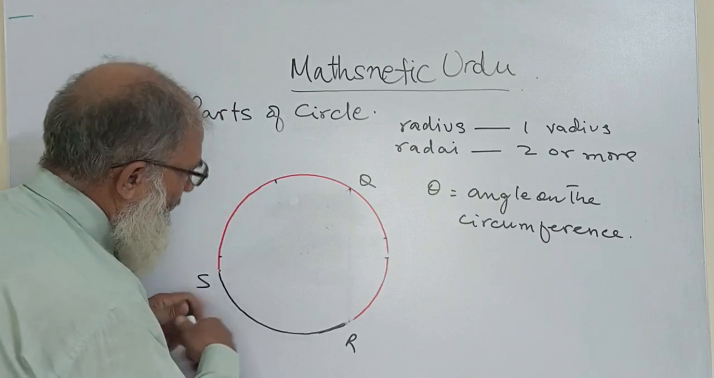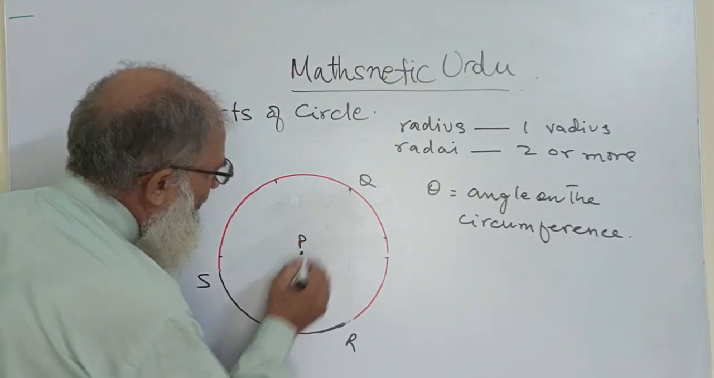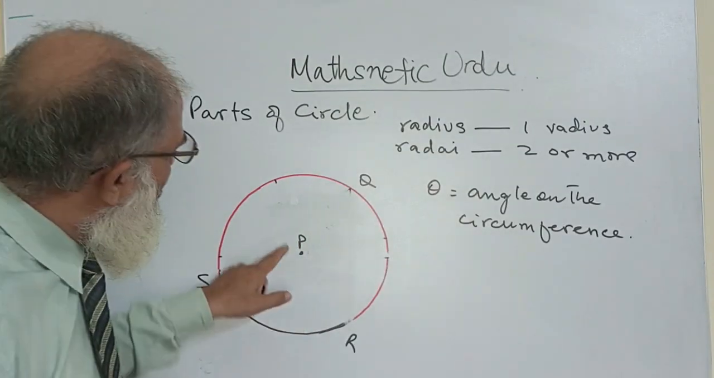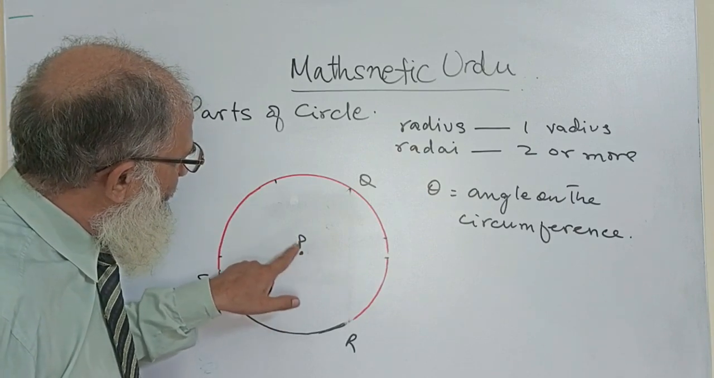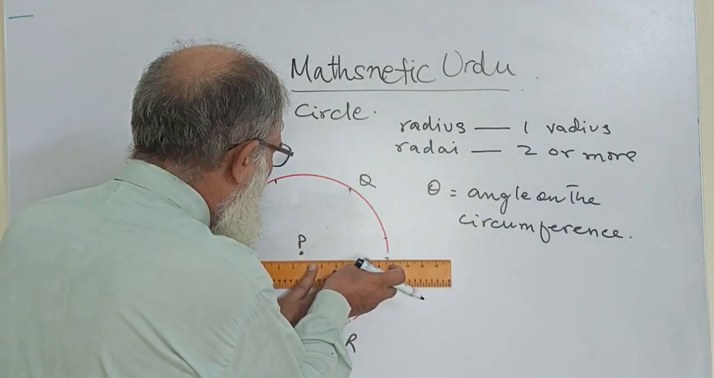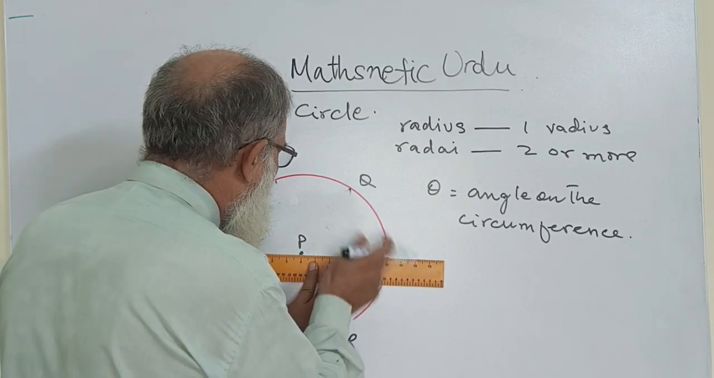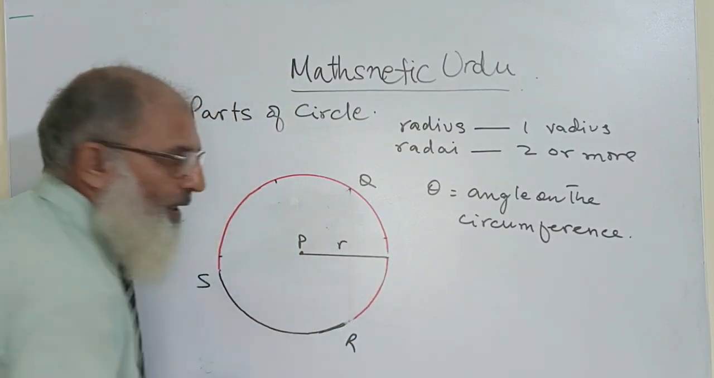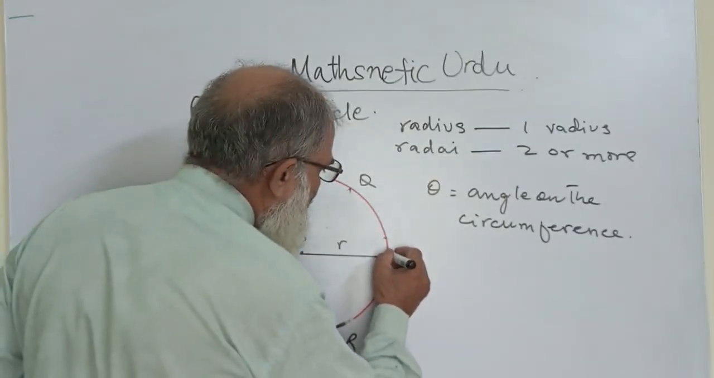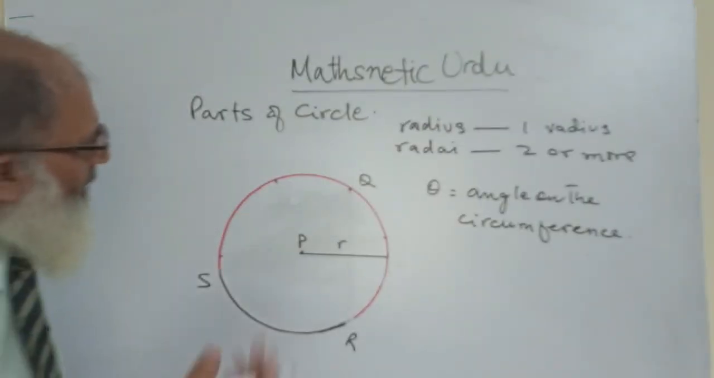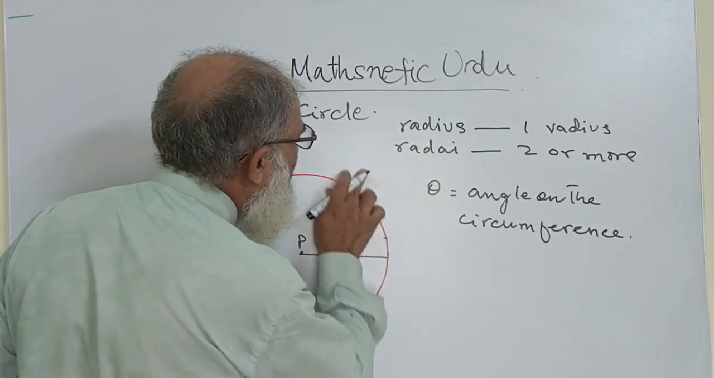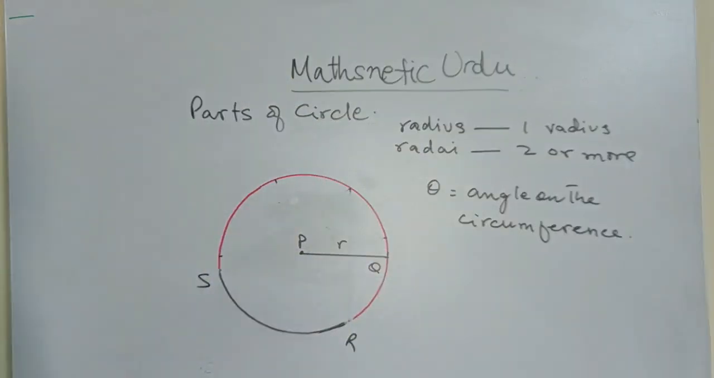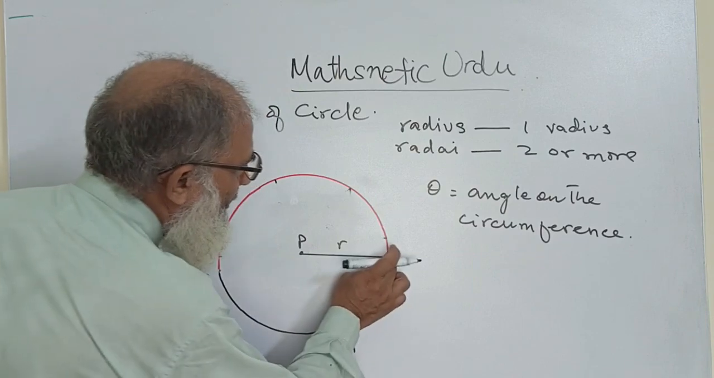Now this is the point P over here. You understand that I always call the center point as P. Now if I draw here a radius, this is the radius R. Now you see that this radius is touching the circle at the circumference at some point. Let us say that this is point Q over here. I'll draw it here because I need this space.